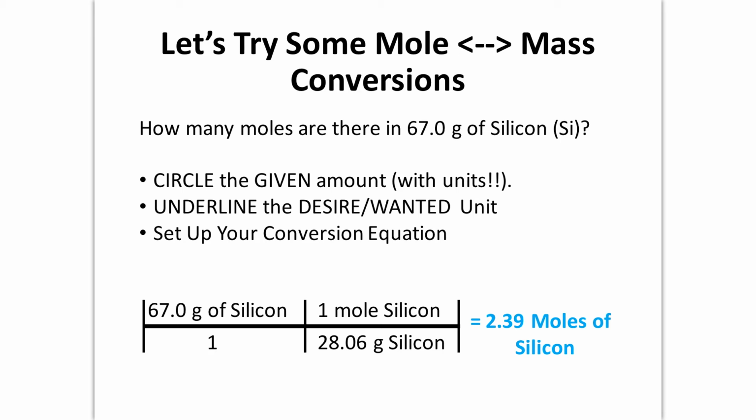Okay, so let's try some mole to mass conversions. The question today is, how many moles are there in 67.0 grams of silicon? Let's do the first thing. Let's circle the given amount with the units. What are we given? What do we know for a fact? Let's circle that. We're going to circle 67 grams of silicon.